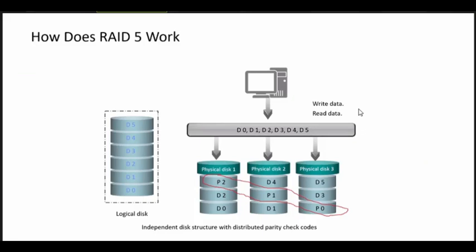So this solves the problem of the single parity disk. If you only have a dedicated parity disk and it fails, you have to rebuild the parity all over again. Here, if a disk fails, you can use the parity on the other disks to rebuild the data. Make sense? So all the disks are taking part in that sense. It is a bit faster than RAID 3, and much more reliable compared to dedicated parity. Okay? So this technology is generally used by most people.